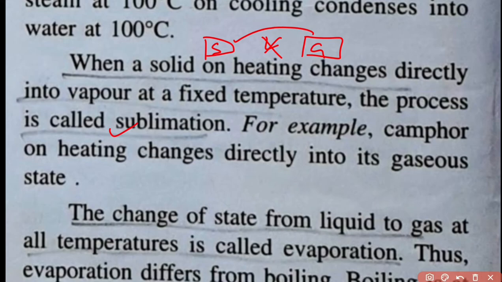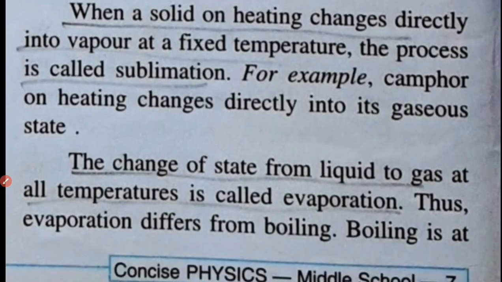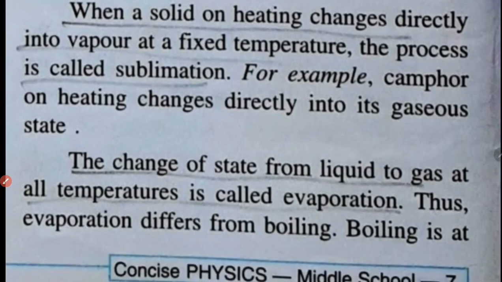The change of state from liquid to gas at all temperatures is called evaporation. This is quite different from others, this process, evaporation. Why is it so different? Because it does not have a melting point, boiling point, evaporation point, etc. It takes place at all temperatures. The change of state from liquid to gas at all temperatures is called evaporation.